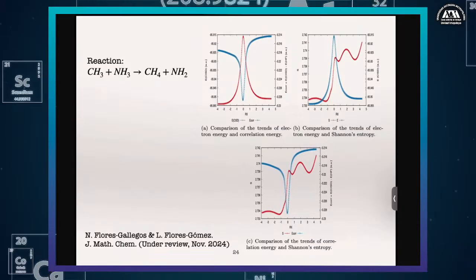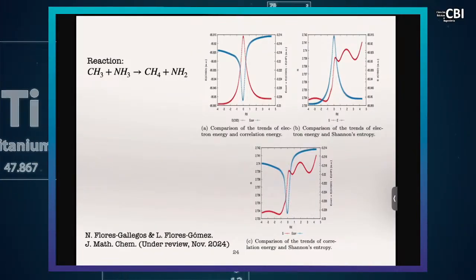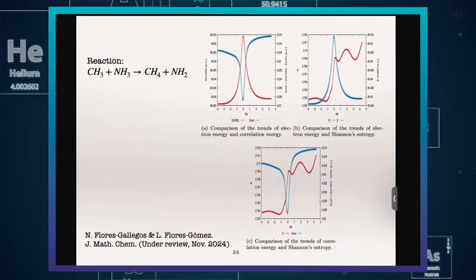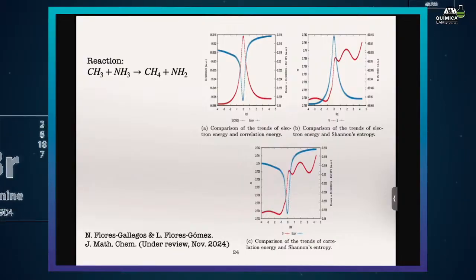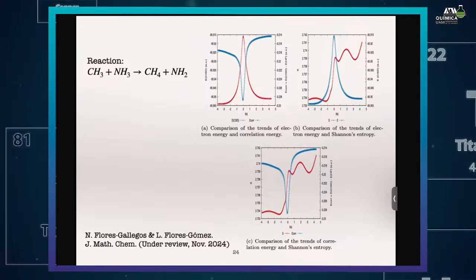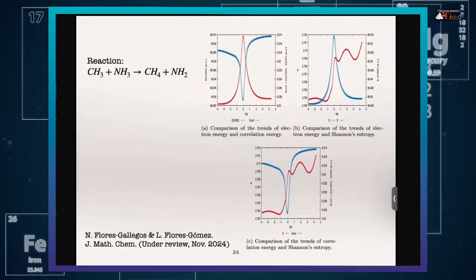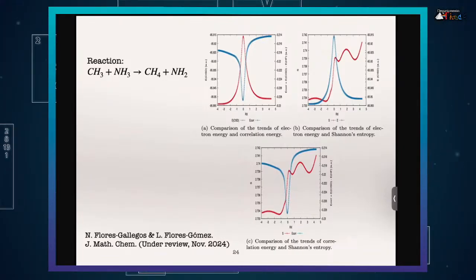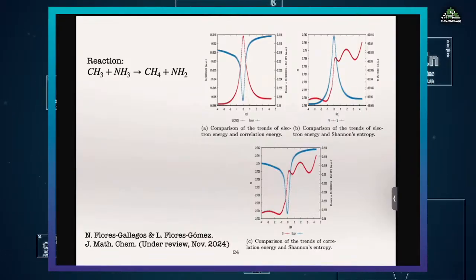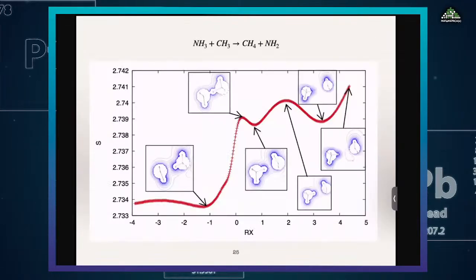case, we observe, for example, that the energy profile, in this case the trend in red color, doesn't say too much about this chemical reaction. However, when we compare with the Shannon entropy, in this case the discrete Shannon entropy, we observe that this trend presents more complex structure. And let me show you this slide.